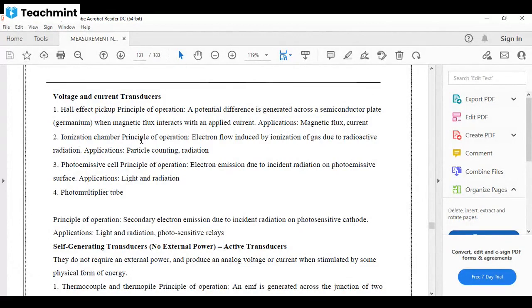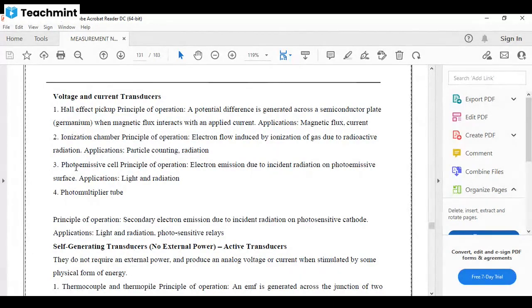Ionization chamber. The principle of operation of the ionization chamber is the electron flow induced by ionization of gas due to radioactive radiation. The application is particle counting and radiation purposes.